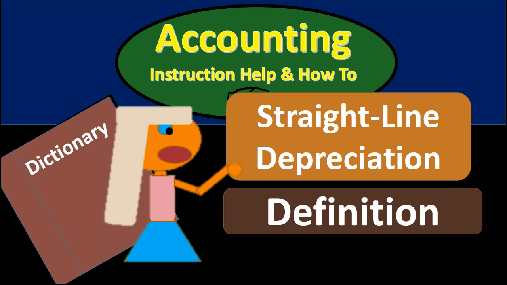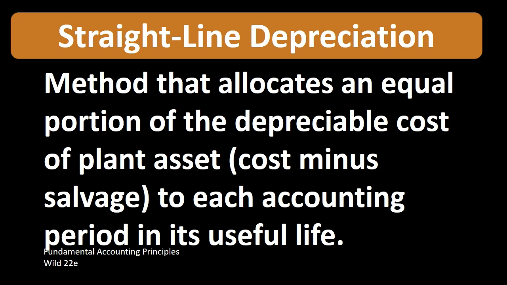Hello, in this lecture we will define straight-line depreciation. According to Fundamental Accounting Principles, Wild 22nd edition, the definition of straight-line depreciation is a method that allocates an equal portion of the depreciable cost of a plant asset, cost minus salvage, to each accounting period in its useful life.